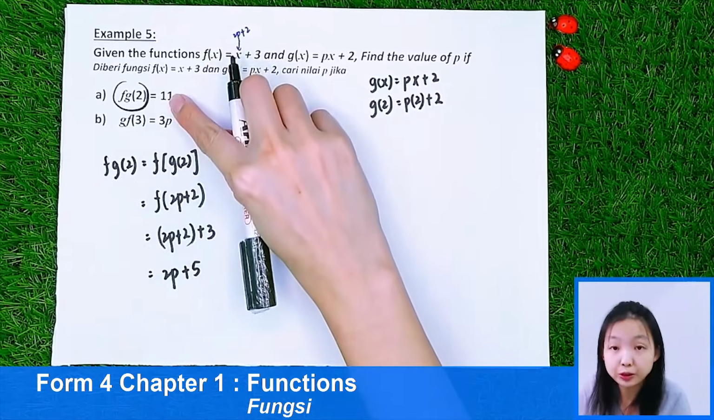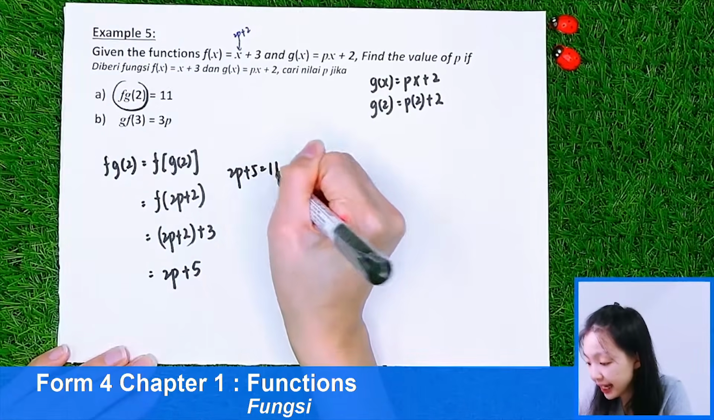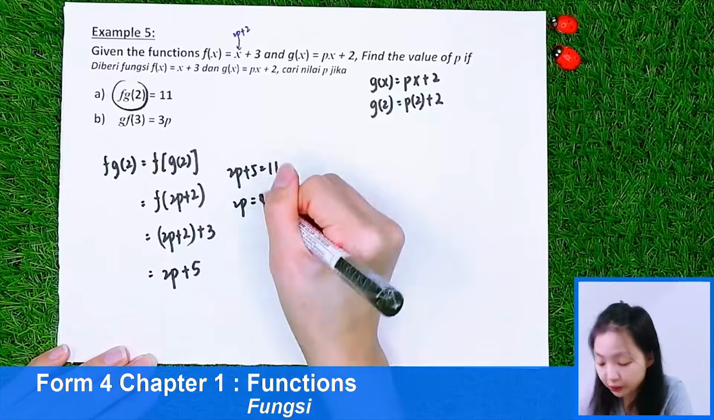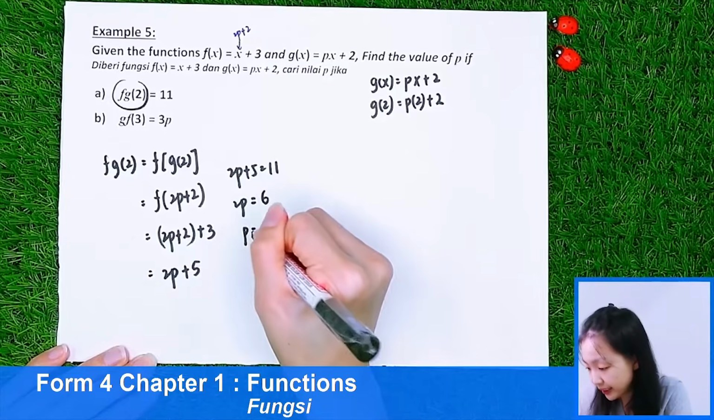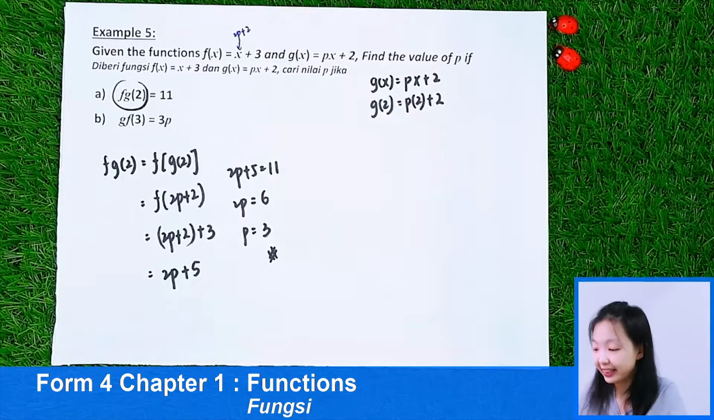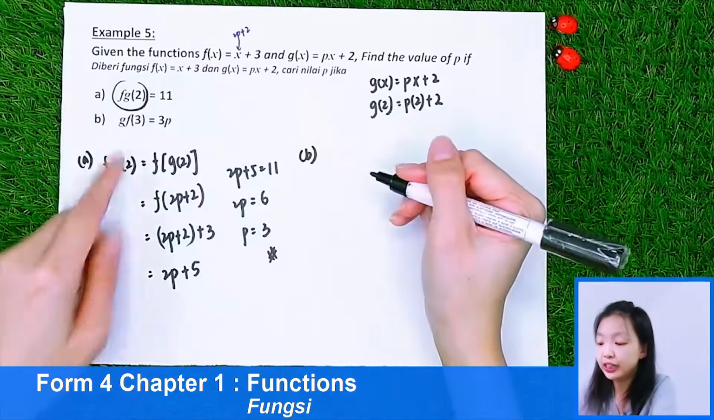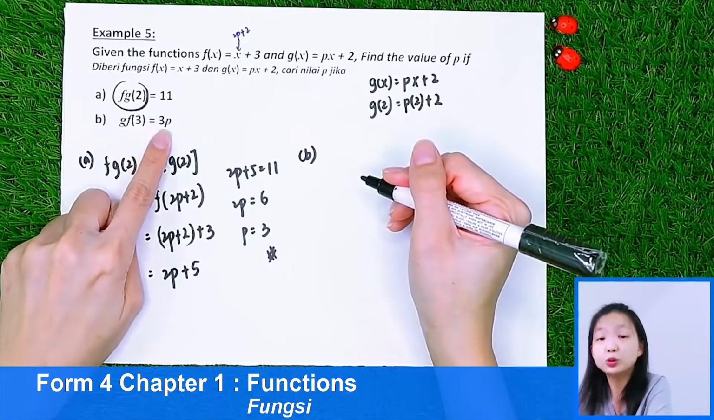I will equalize it to 11. 2p plus 5 is 11. So 2p is equals to 6. p is equals to 3. Finally, I find my p. Okay, now we go to B. This is A. Okay, gf3 is equals to 3p.